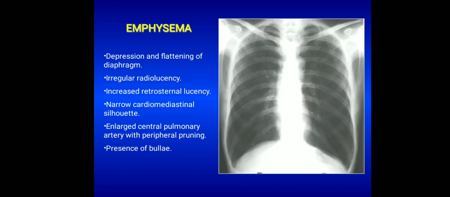Next, coming to emphysema. The findings in emphysema, an obstructive lung disease: you'll have depression and flattening of the diaphragm, as you can all see in this chest X-ray. There'll be radiolucency and increased retrosternal lucency. The heart will be almost like a tube, so we call it a tubular heart. The central pulmonary artery will be enlarged, and peripheral pulmonary arteries will be pruned. Sometimes bullae will be present, and intercostal spaces will be widened. The diaphragm will be flattened. So this is a case of emphysema, which is an obstructive lung disease.